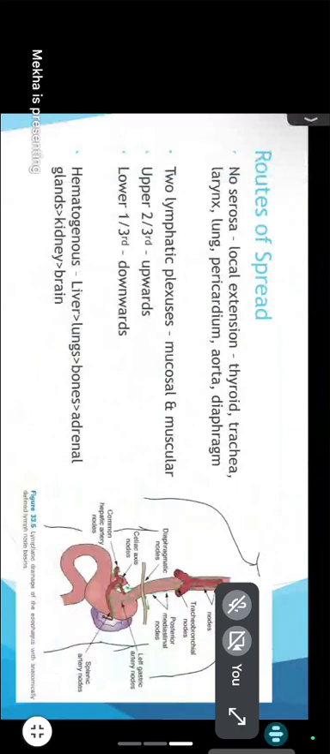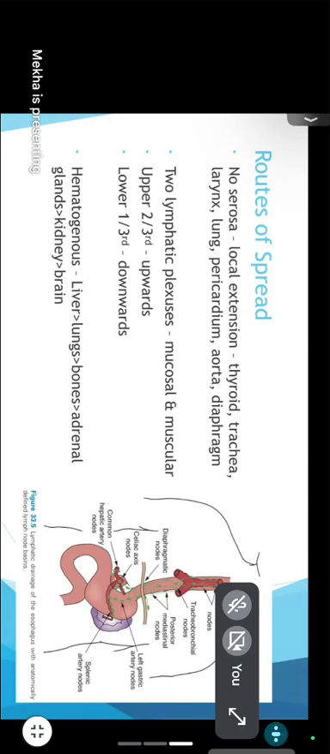Yeah. So the esophagus, and a very important thing to note is it doesn't have a serosa. So the local extension can be pretty much more than any other part in the GIT. So the local extension can go to the thyroid, trachea, larynx, lung, pericardium, aorta, and diaphragm.